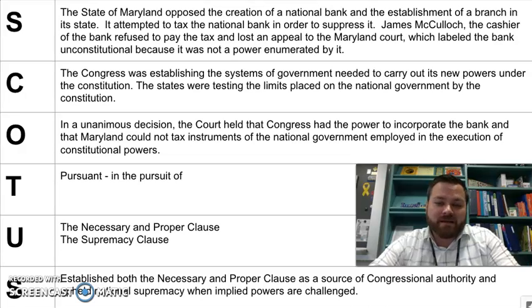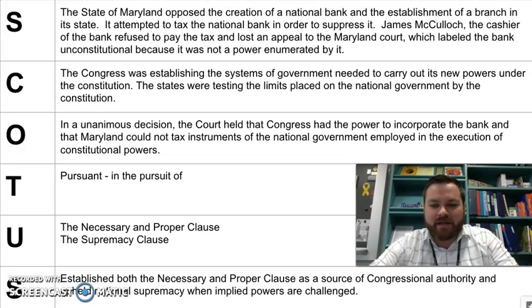The supremacy clause is also upheld in this case because you have a conflict. The states say Congress can't create a national bank. It's not in the Constitution. Well, the courts have now said they can create that national bank. And if they can create that national bank, then states are prohibited from interfering with Congress carrying out its duties according to the Constitution. So they win that argument.